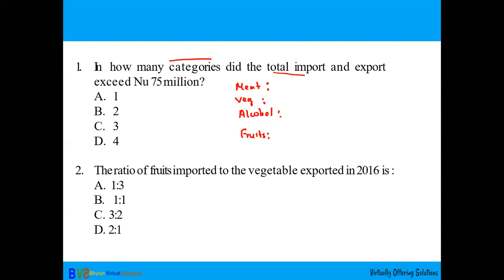The question is asking in how many categories did the total import and export exceed 75? That means when you add the total import and export, you check whether it exceeds 75 million. So what you need to do is add the import and export of meat, see if it is exceeding 75 million or not. You have to find it. So let us solve it for meat first.